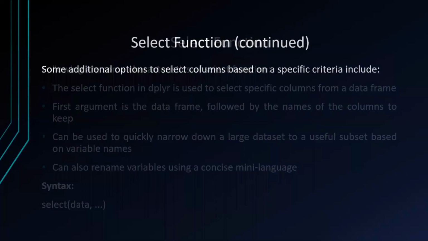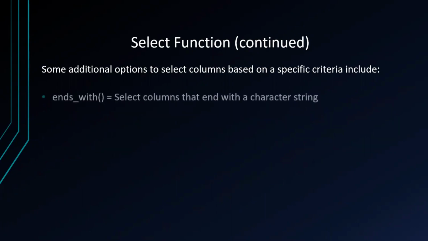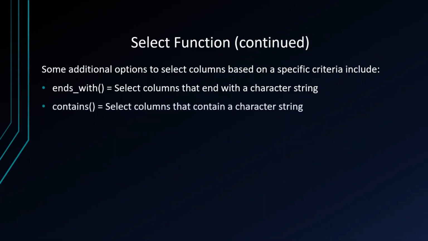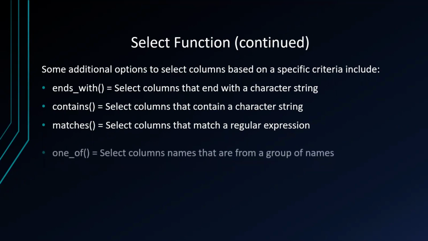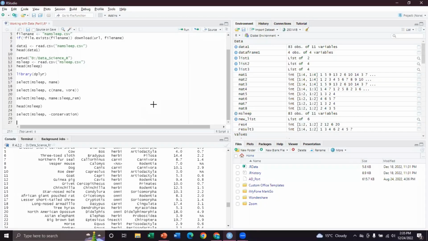So you have seen how to use the simple select function. Some additional options to select columns based on a specific criteria include ends with. So this is actually a helper function. You can select columns that end with a character string. You can also use the contains function that selects columns that contain a specific character string. Next you have matches. It selects columns that match a regular expression. One of selects columns names that are from a group of names. So let's see how these helper functions work.